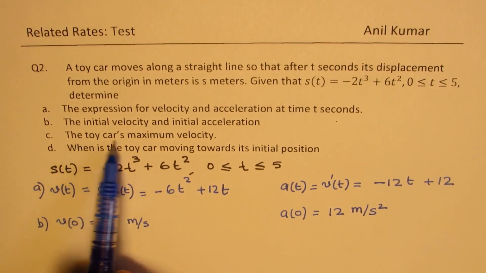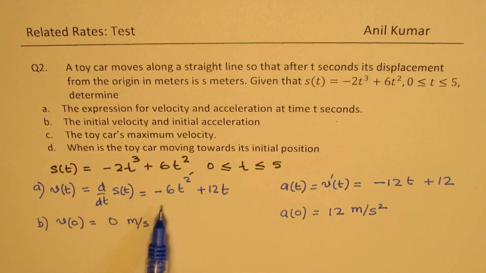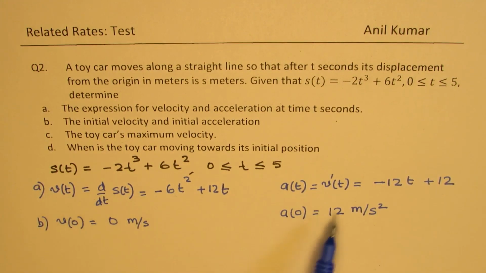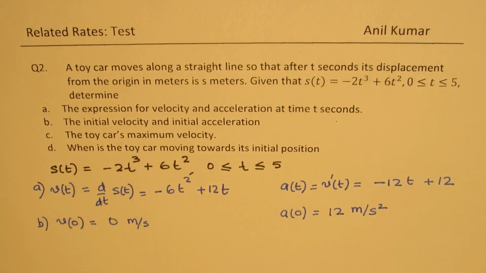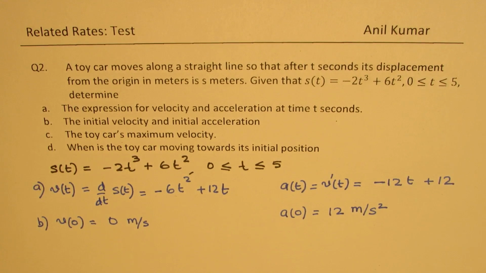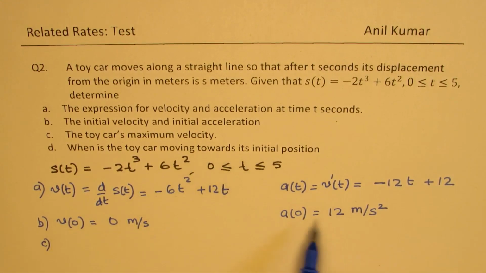Part C is the toy car's maximum velocity. To find the maximum velocity, we need to check when the acceleration is 0, right? So it's a turning point. So for part C, what we are going to do is find when the acceleration is 0.